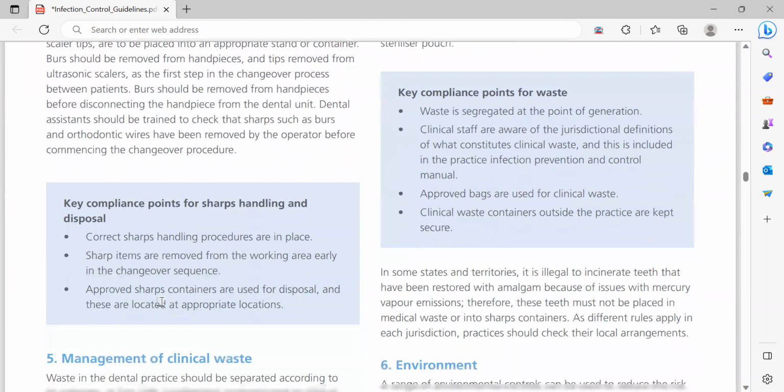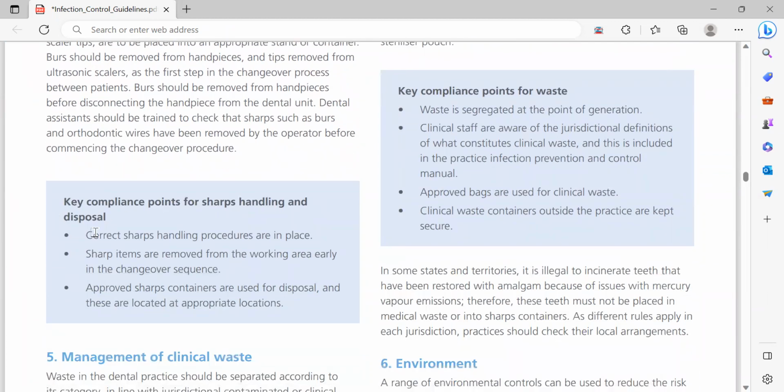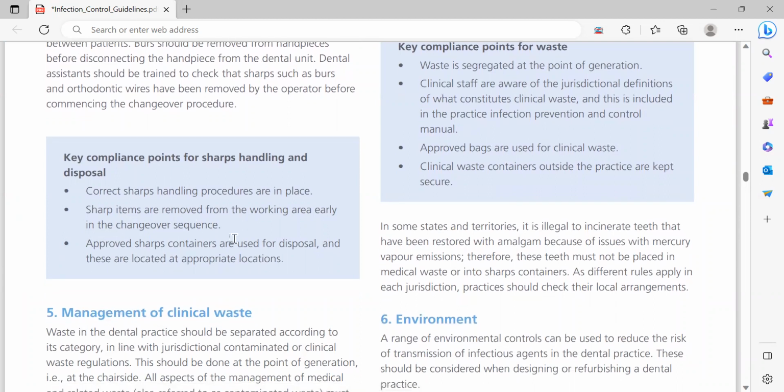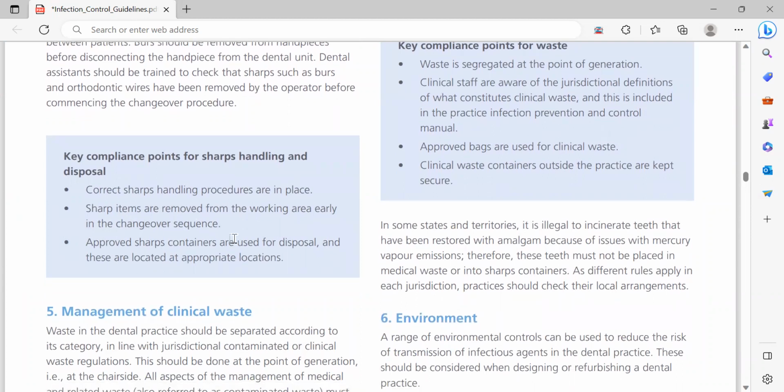The key compliance points for sharp handling and disposal: correct sharp handling procedures are in place, and sharp items are removed from the working area early in the changeover sequence. So whenever you are doing a changeover between patients, you and your dental assistant should first make sure that you dispose of all the single-use sharp material into the sharp bin, and carefully place the other reusable sharp material, because it is your responsibility.